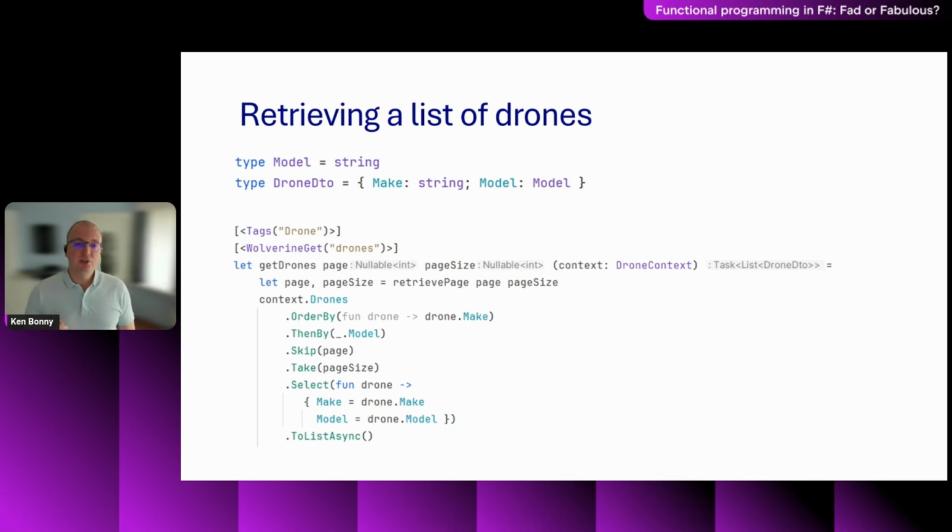But I want to use the page and page size not as nullable, because if I try to access a nullable, I could have a runtime exception. I want to get either the value inside of it or create a default value. And that is what the retrieve page function on the next line does. It takes the nullable page and page size, gets either their values, and calculates the correct page to load, and then returns them.